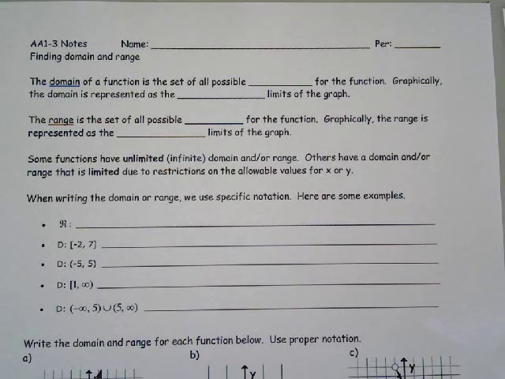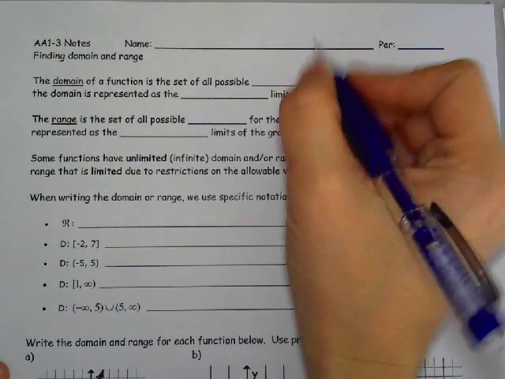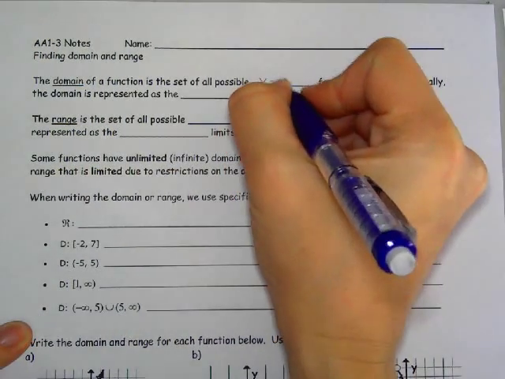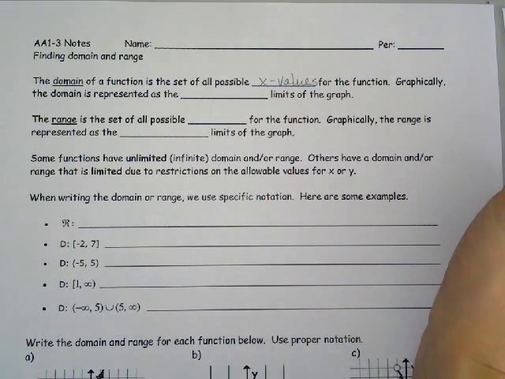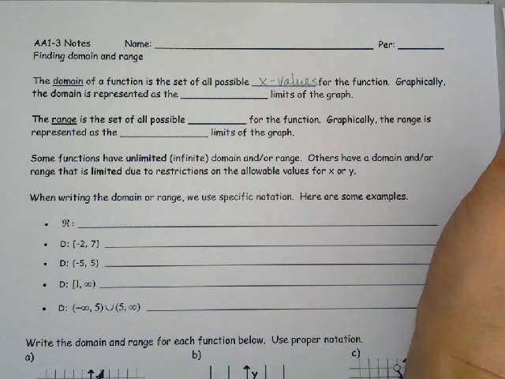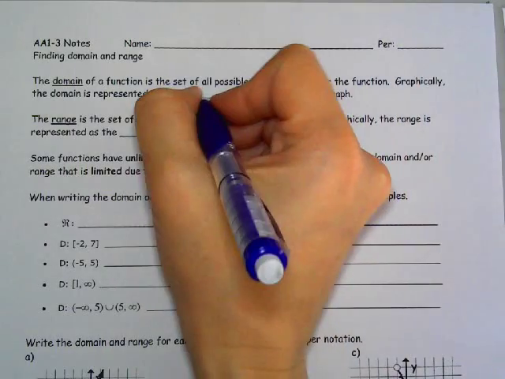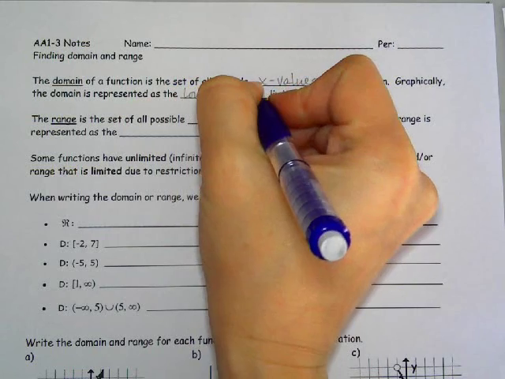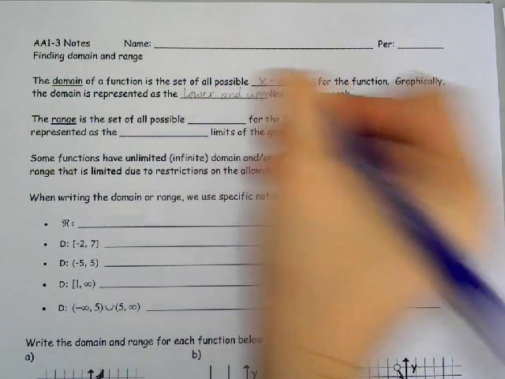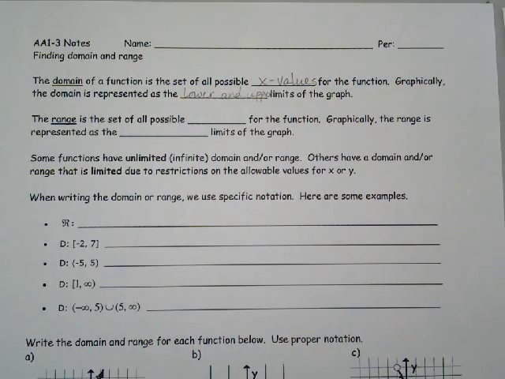and range. The domain of a function, so the domain of a graph, is the set of all possible x values for that function. Graphically, the domain is represented as the lower and upper limits of a graph. I may end up going back to change that.